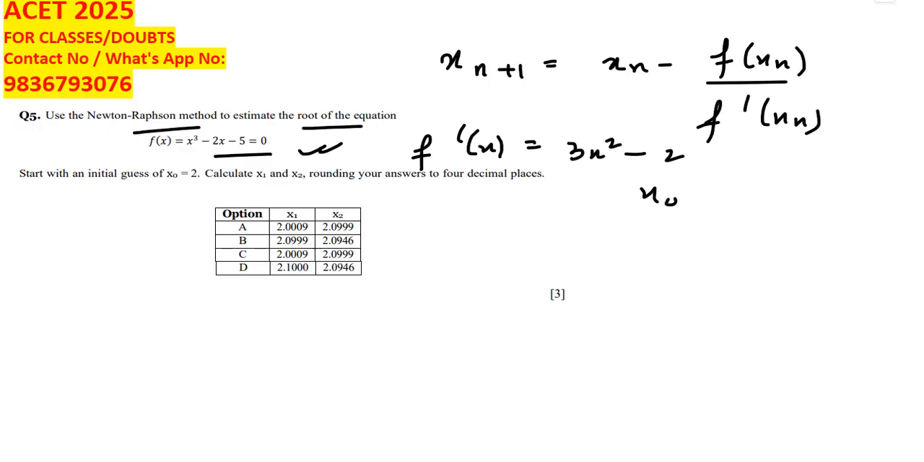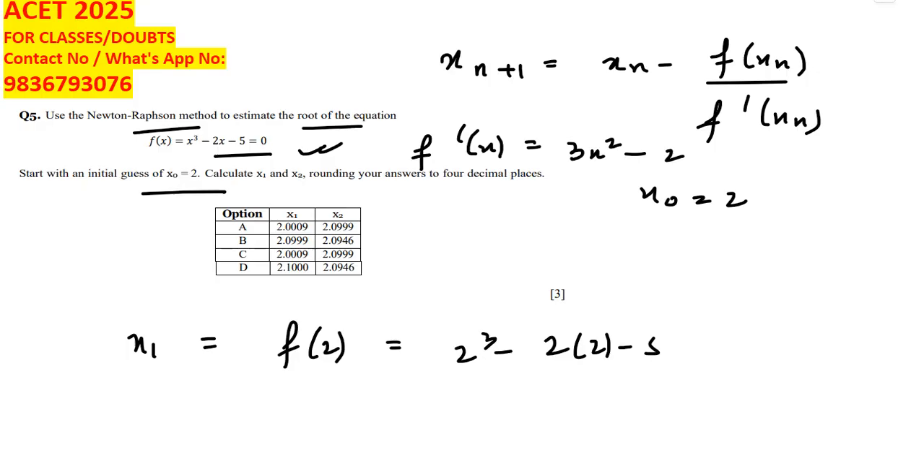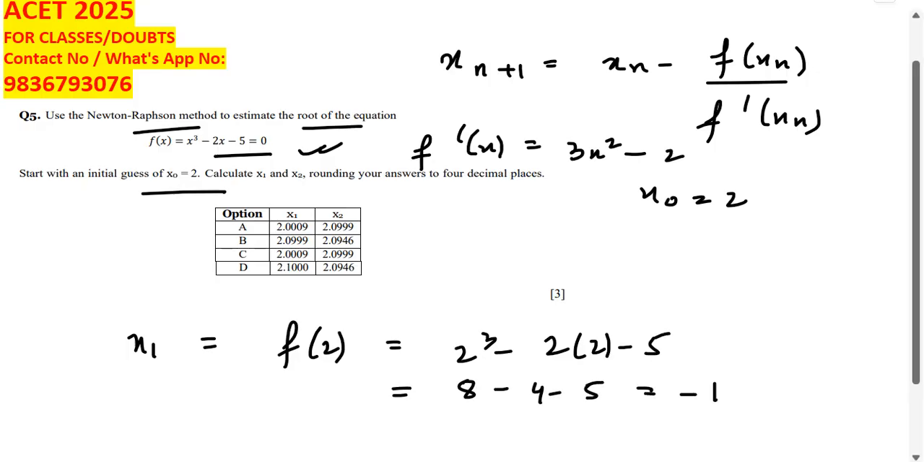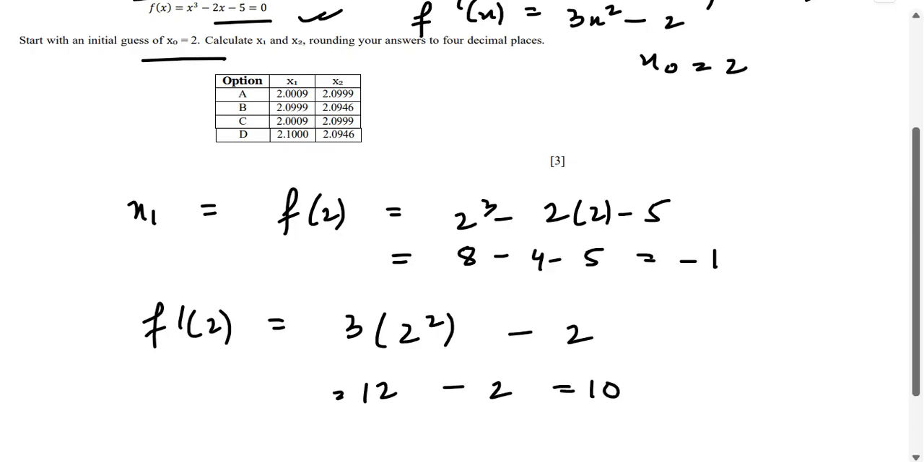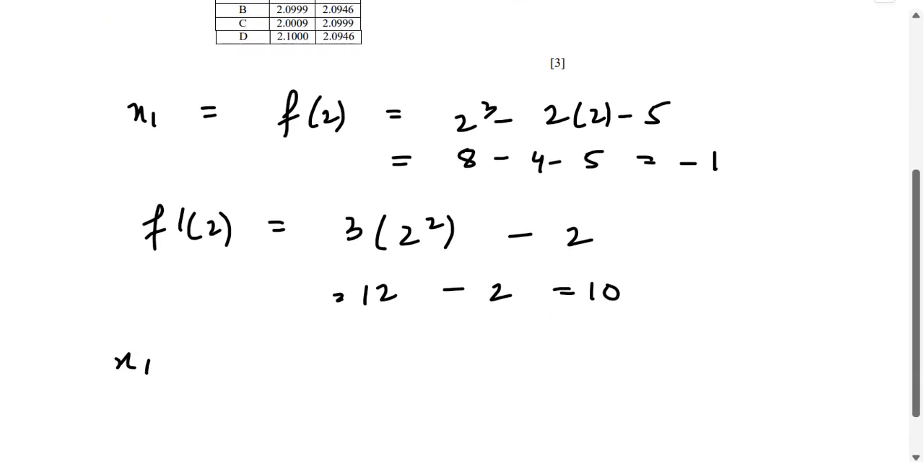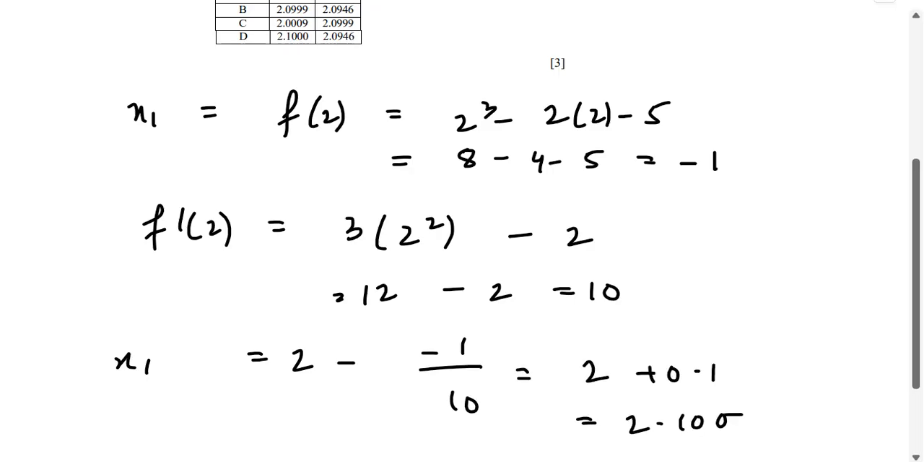So initial guess, let's say x0 is equal to 2. Starts with this. So we compute x1. f(2) is equal to 2 cube minus 2 minus 5, that is equivalent to 8 minus 4 minus 5, which is minus 1. Okay. So f prime 2 is equal to 3 times 2 square minus 2, so that is 12 minus 2, 10. So x1 is 2 minus (minus 1) by 10. So that is 2 plus 0.1. That comes to 2.1000. Okay.